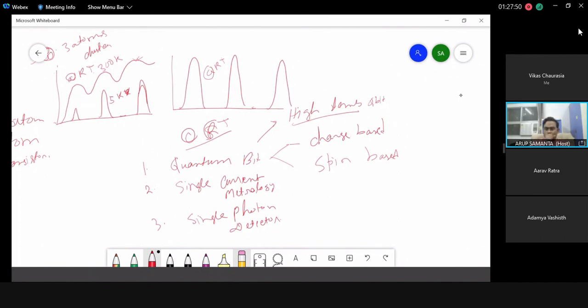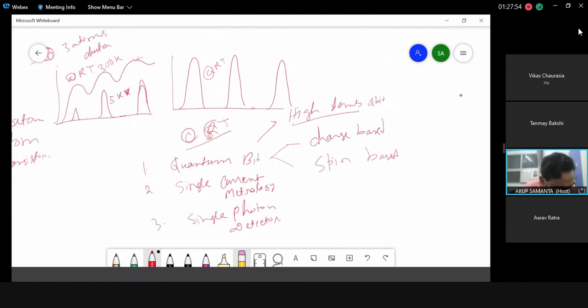Excuse me, sir. How are we getting those SET characteristics at room temperature? That's, I say, the important thing, the charging energy. If you have higher charging energy, then only you will be able to get characteristics that survive at high temperature. The minimum requirement is 200 millielectronvolt. That should be the charging energy.